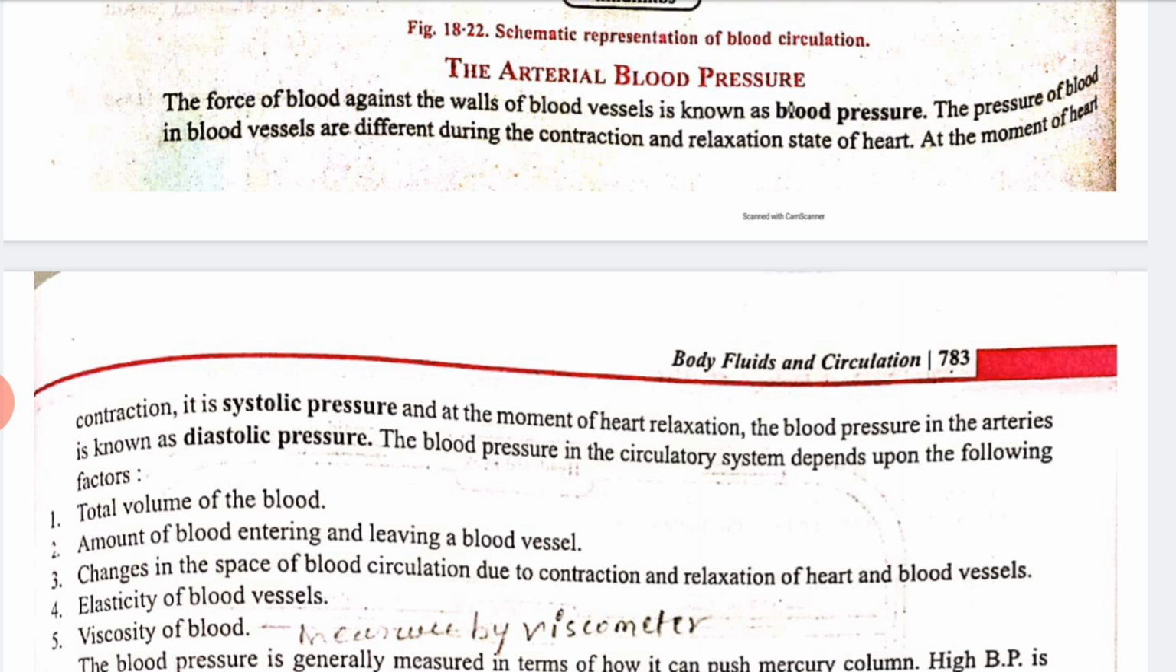So the blood pressure is generally measured in terms of how it can push a mercury column. Okay, that is, high BP is greater during the systole than during the diastole. So these two pressures can be measured by an instrument that is called a sphygmomanometer.